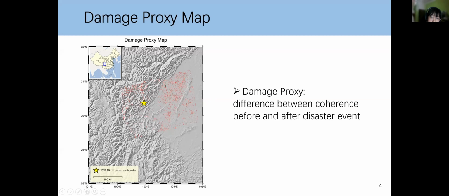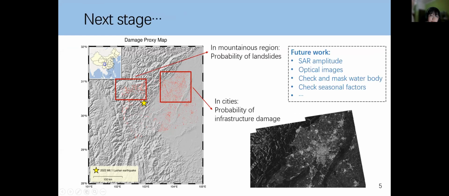Okay, let's say those red dots show the place where the coherence decreased the most after the earthquake, which means they may be damaged to some extent after this hazard. Later, I plan to look into those high damage proxy areas. In the mountainous region, the coherence change can show the probability of landslides, while in cities like this part, which corresponds to the light area in the coherence map, there is a probability of some infrastructure damage. However, there is still a long way to go to verify those analyses.